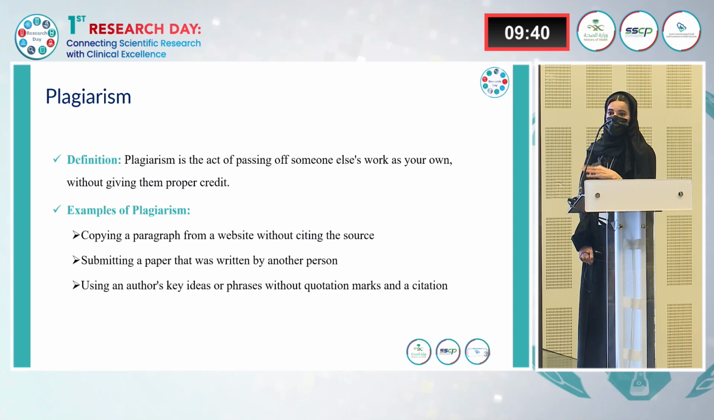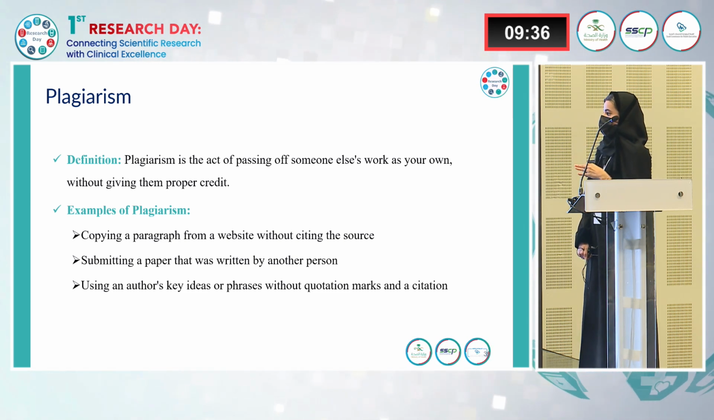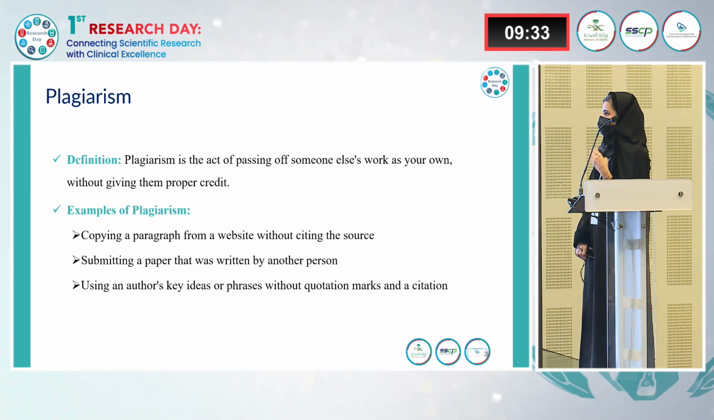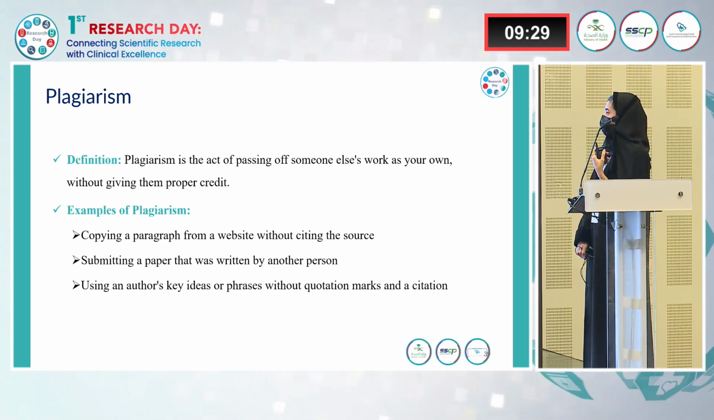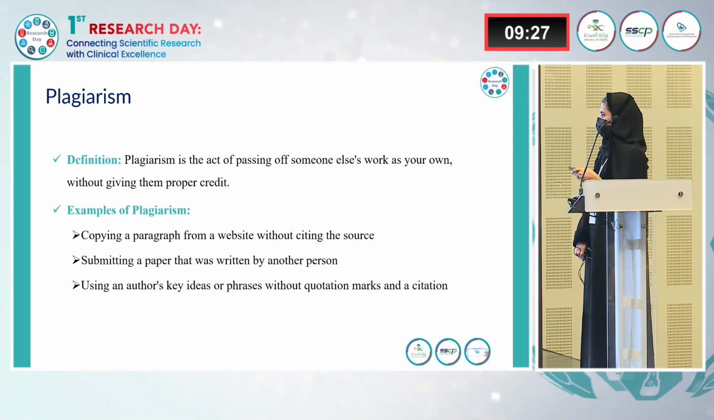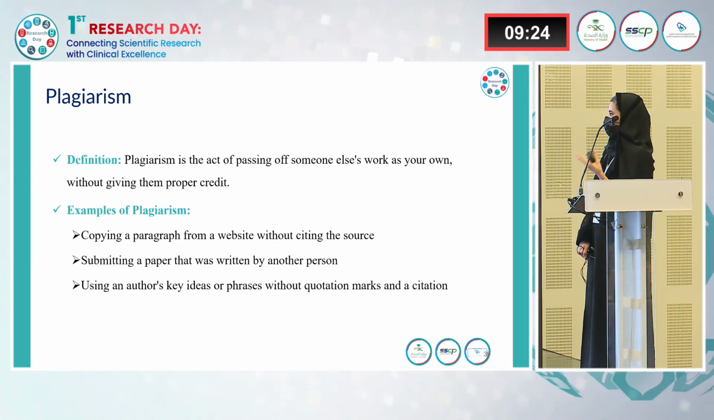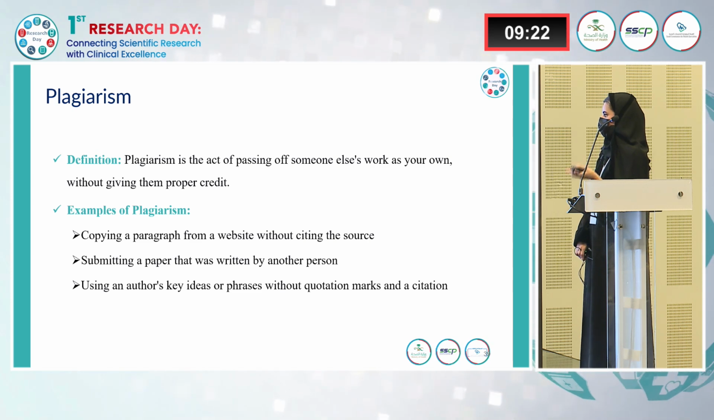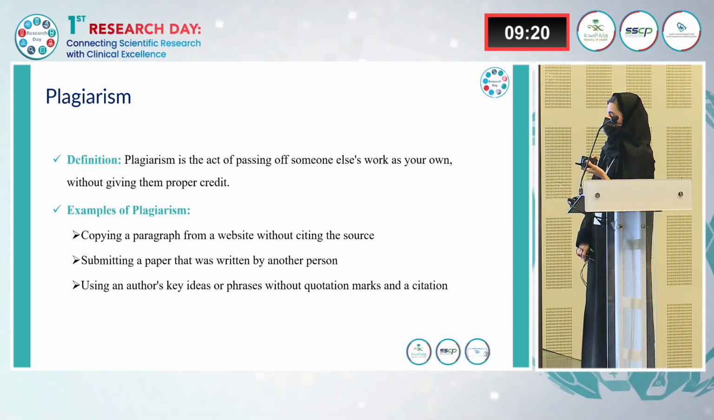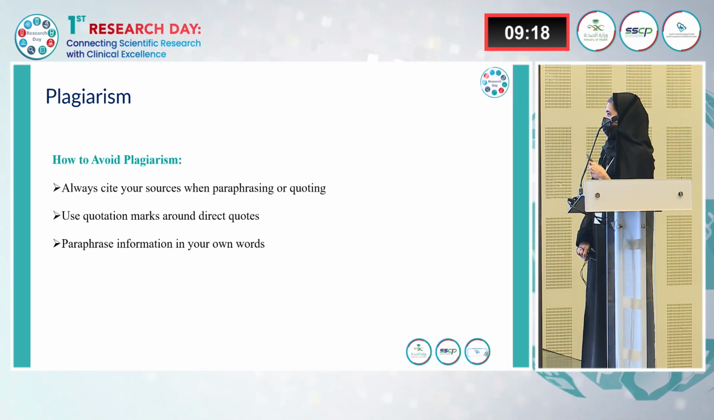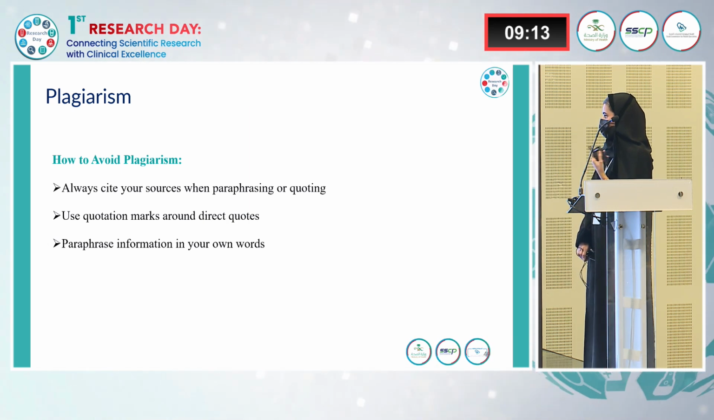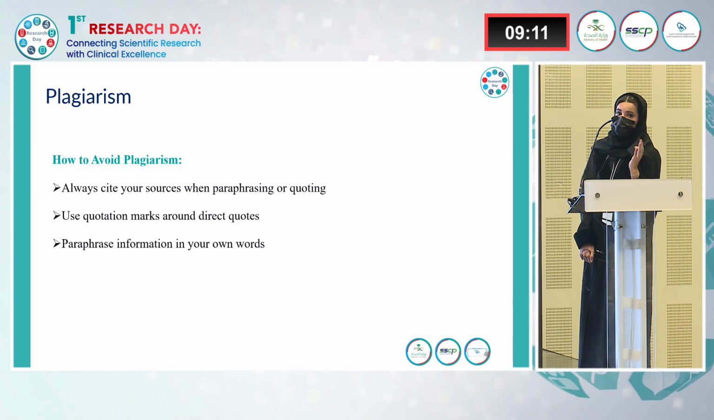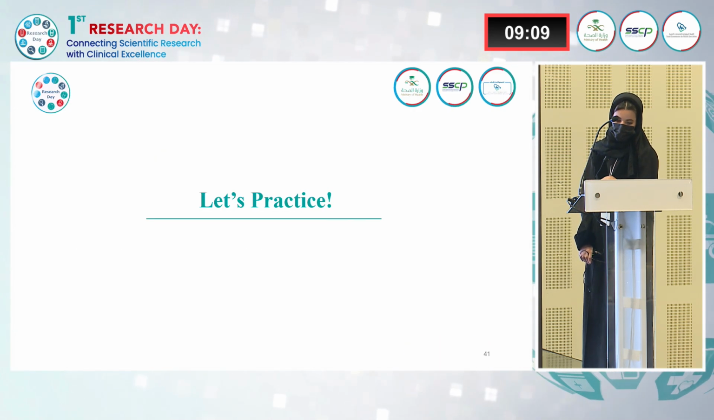Some of the approval entities and even journals will check for plagiarism, and they have a specific percentage. If it is exceeded, your paper or your project will be rejected. So it's very important to know plagiarism and to avoid it. For example, copying paragraphs from other papers or submitting others' work as your own. So how to avoid it? You should always cite your sources when paraphrasing or quoting, and you should paraphrase the information in your own words.